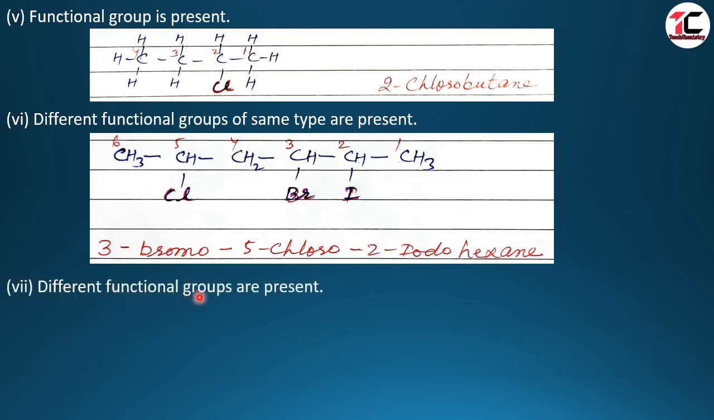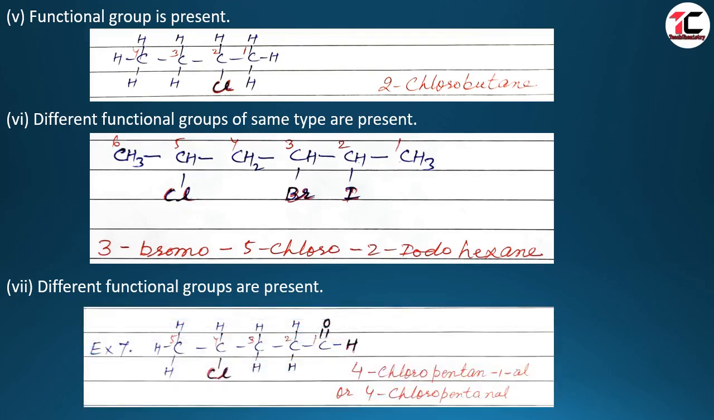If different functional groups are present, let us see the example. Here it is a chain of 5 carbon atoms and here is chloride, that is one functional group. Here is CHO, the aldehyde group. That means the halide group and the aldehyde group, two functional groups are present here. Then from where will we start? We will start from the aldehyde group. Here the first number, second number, third number, fourth number and fifth number.